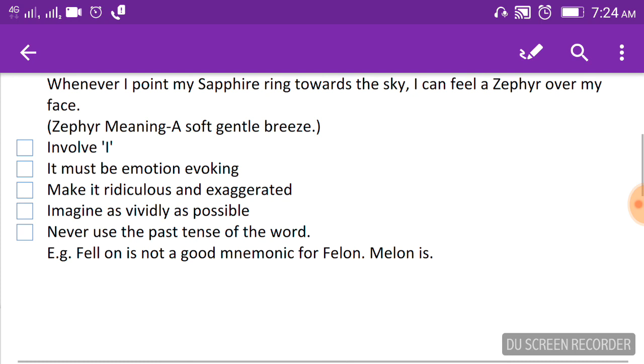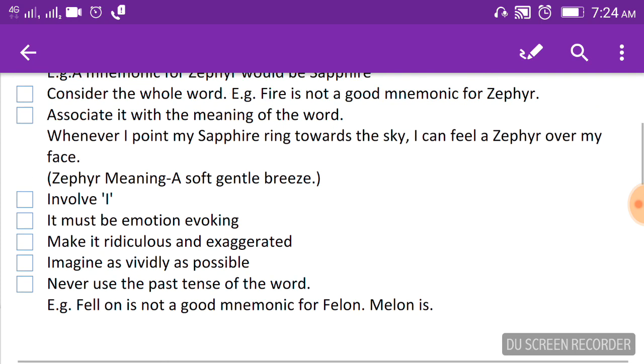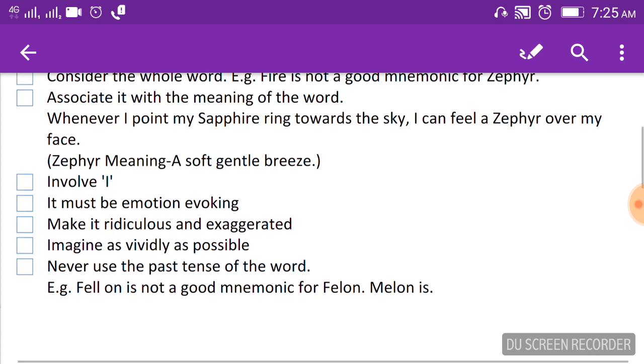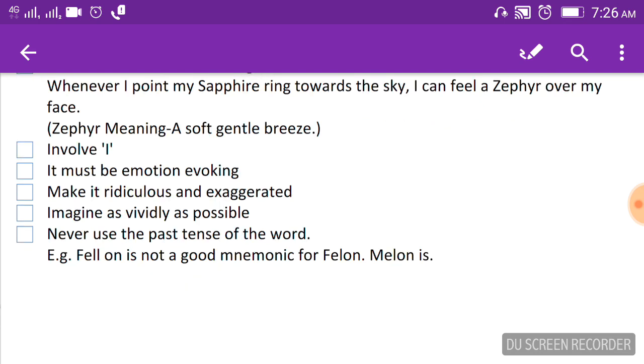A very important point to consider while creating a story is, you notice that I have used the word I. I have used it deliberately because whenever you personalize a sentence, you kind of own it and you're likely to remember it for long. So I've used it: whenever I point my sapphire ring towards the sky, I can feel a sapphire over my face. So my suggestion is to involve yourself as much as possible into the story building. It must be emotion evoking. So some sort of emotion must arise whenever you are imagining the stories.